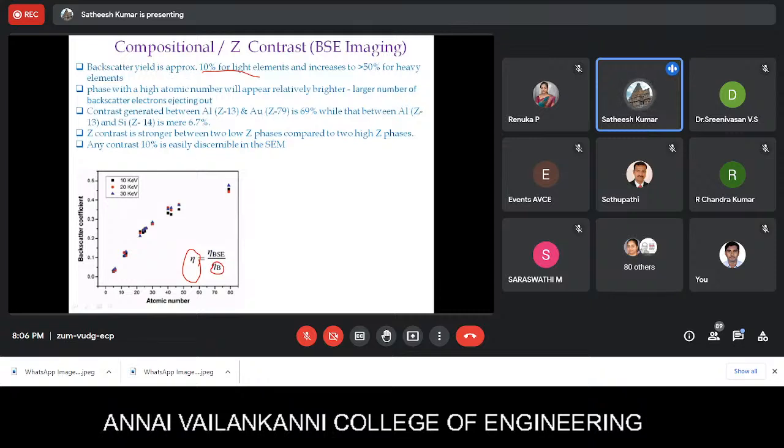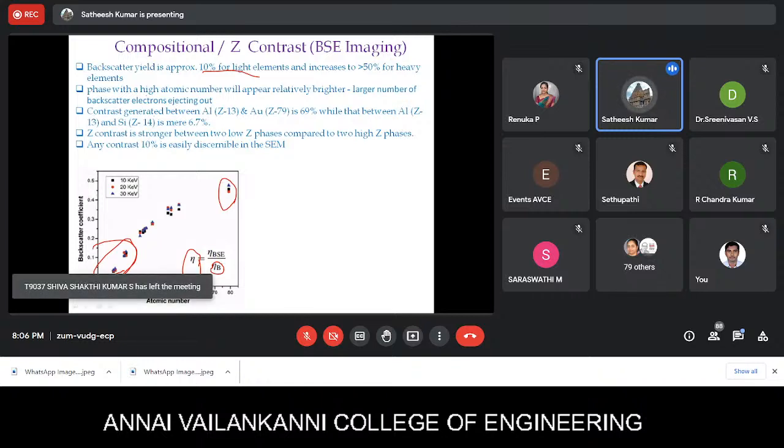And you can see the backscatter yield is very less. This is the x-axis, we have the atomic number of different elements, and this is the backscatter coefficient, that is eta. You can see the low atomic number elements have a yield of less than around 10% or so, whereas the elements with very high atomic numbers have a much higher yield.